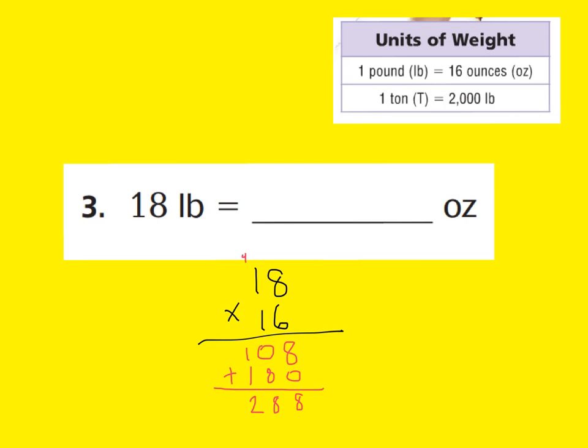Alright, boys and girls, if you said 18 pounds has a value of 288 ounces, because 18 times 16 is 288, you are correct. Way to go.